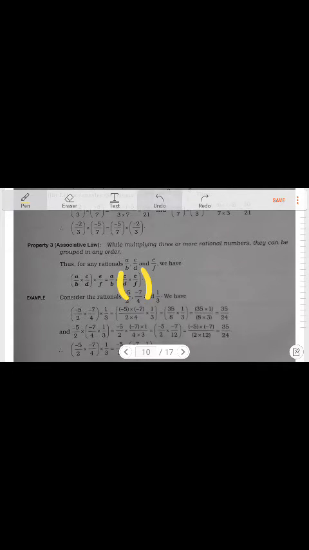So what happens? Whether we multiply the last two terms first or the first two terms first, and then the remaining one, in both cases the result remains the same. The product does not differ. That's why it is said that the ordering of three or more rational numbers in multiplication does not differ the results.